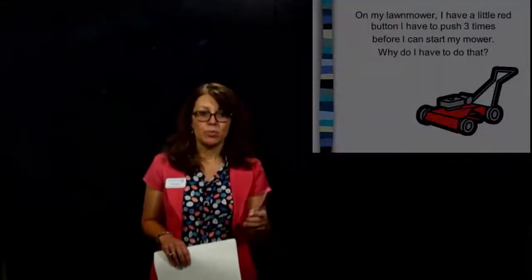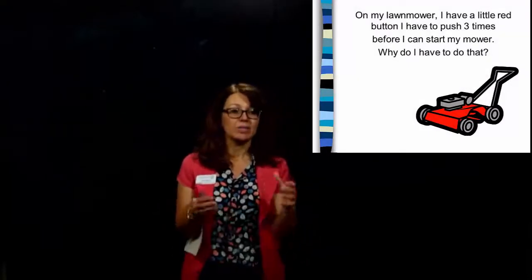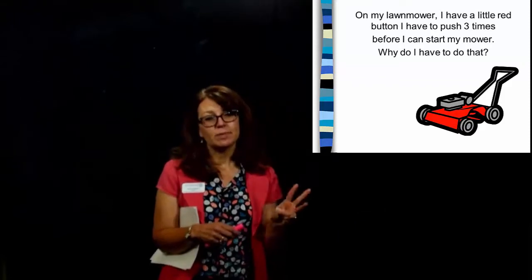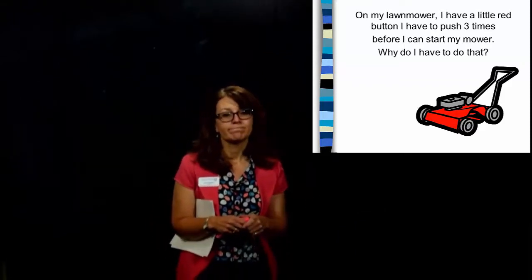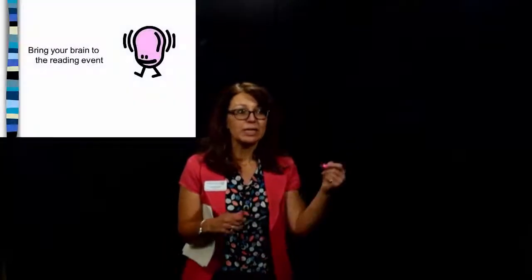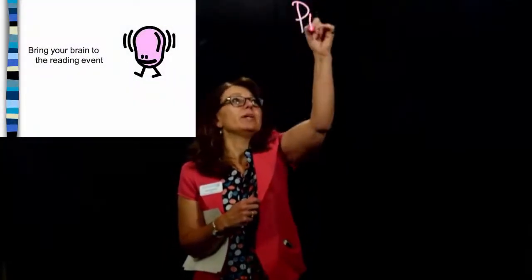Okay, on my lawnmower, I have a little red button. And I have to push that red button 3 times before I can start my lawnmower. Why do I have to do that? What does it do? Well, that little red button on my lawnmower primes my lawnmower. It puts a little gas in the carburetor, gets my engine ready to work. Well, we have to do the same thing when we read. We have to prime our brain, get ourselves ready to read. So let's talk about the pre-read first.